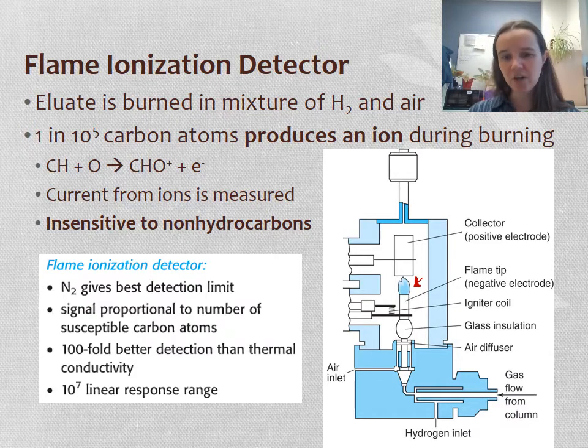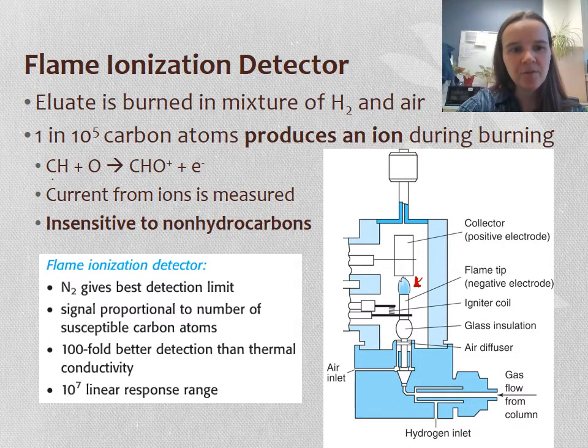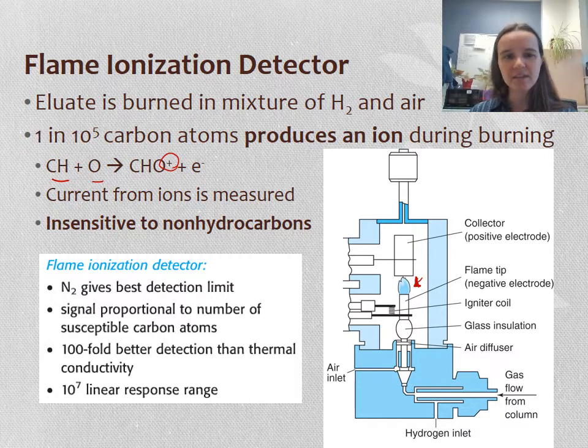So it's used for hydrocarbons. And if you are burning a hydrocarbon, 1 in about 10 to the 5th, so it's not many of them, but some of them will produce an ion from burning. And so you have some kind of hydrocarbon plus oxygen, and you're getting a CHO plus and an electron. It'll measure the current from those electrons and from those ions. That's the whole flame ionization detector.